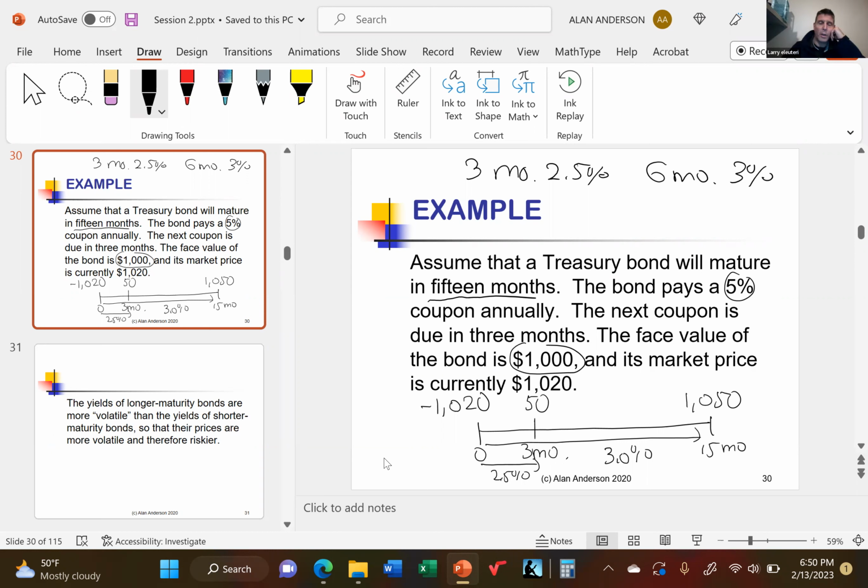Oh, I see. You're talking about like how the bond gets reinvested at the current market rate. Is that what you're referring to? No, actually, I'll tell you what, let me show you something interesting here.